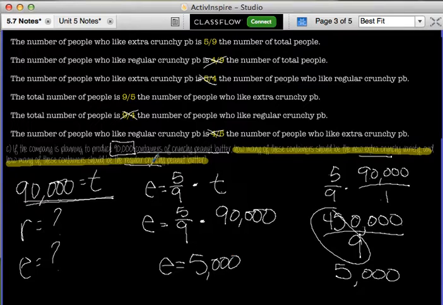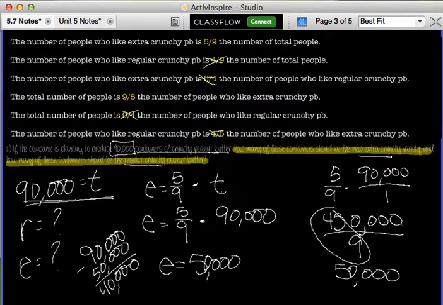Now to find regular crunchy, I'm not going to go back through and do a complete new equation. Oops, I'm sorry, I missed a zero. This should be 50,000. I'm not going to go through and do this whole equation. I'm going to say, okay, well, if 90,000 are being made, and I know 50,000 need to be extra crunchy, then whatever is left should be my regular crunchy.